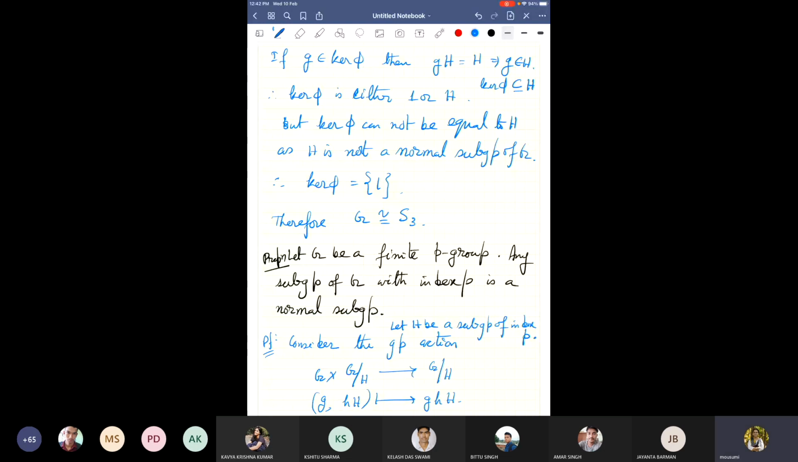So here the set is nothing but the set of all left cosets. Here again this denotes the set of all left cosets because I don't know whether H is a normal subgroup or not. That's what I want to prove, that H is a normal subgroup. So by this notation I am denoting the set of all left cosets of H. So what will be the cardinality of this set? The set of all left cosets of H.